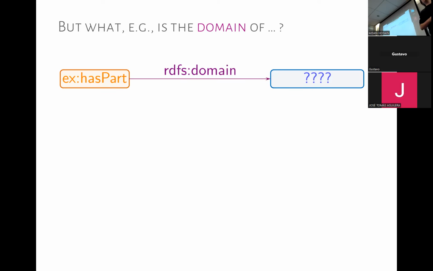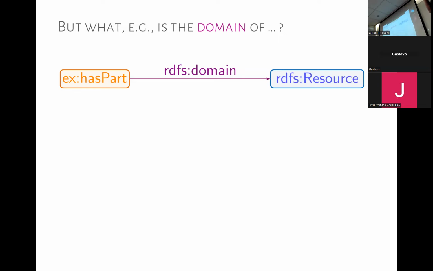So domain again means that if something has part, then it's in a particular class. So if we say that X has part Y, what would the class of X be? Could be anything, right? I have parts, this building has parts, this country has parts, this microphone definitely has parts. And so it could be anything, yeah?